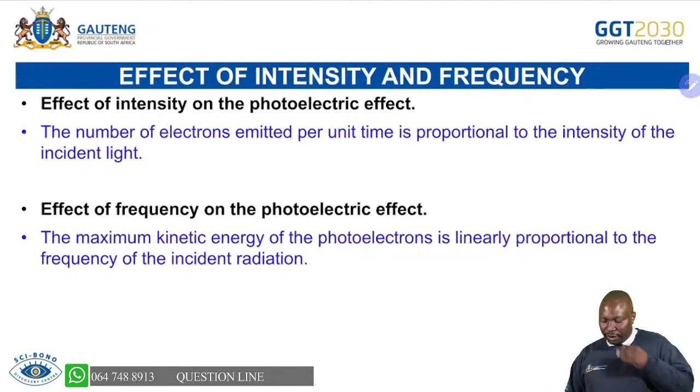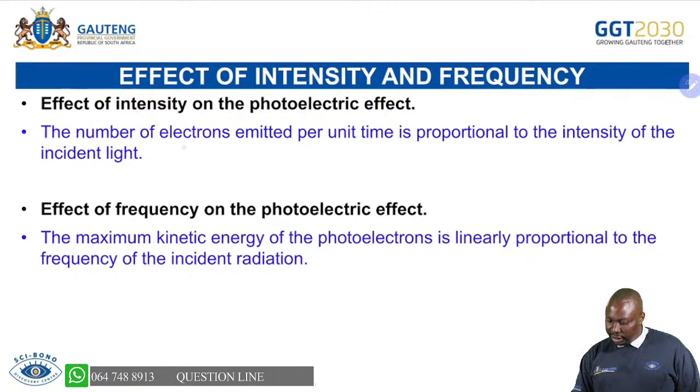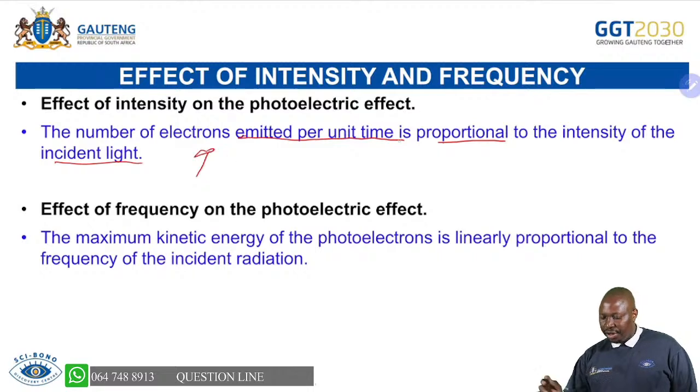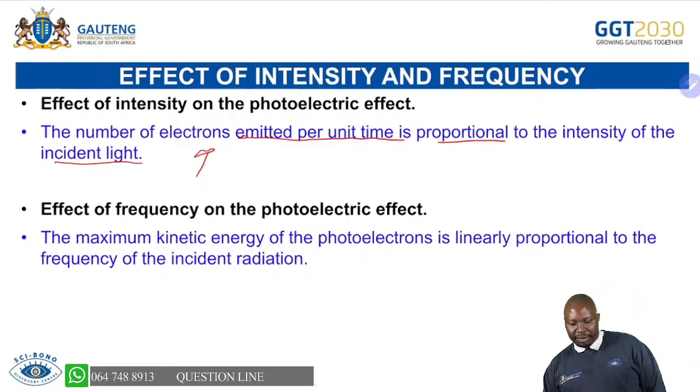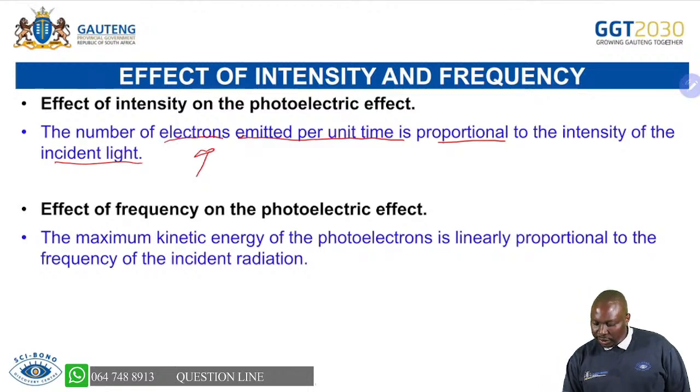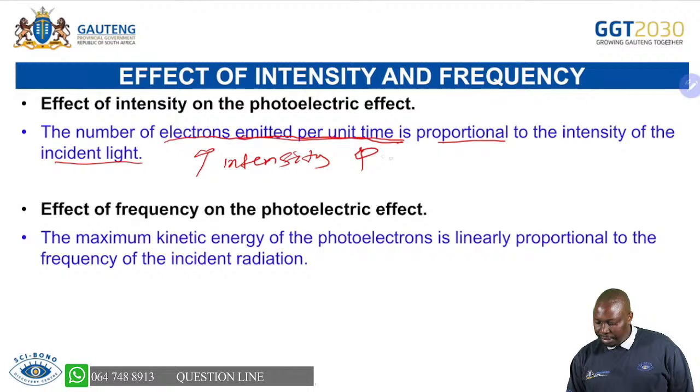Now, effect of intensity and frequency. I've indicated that with an increase in intensity, the number of electrons emitted per unit time is proportional to the intensity of the incident light. So when you increase intensity, you will increase the number of electrons, or photoelectrons, that are emitted per unit time. Don't forget, when you increase intensity, you will increase the number of electrons that will be emitted per unit time.